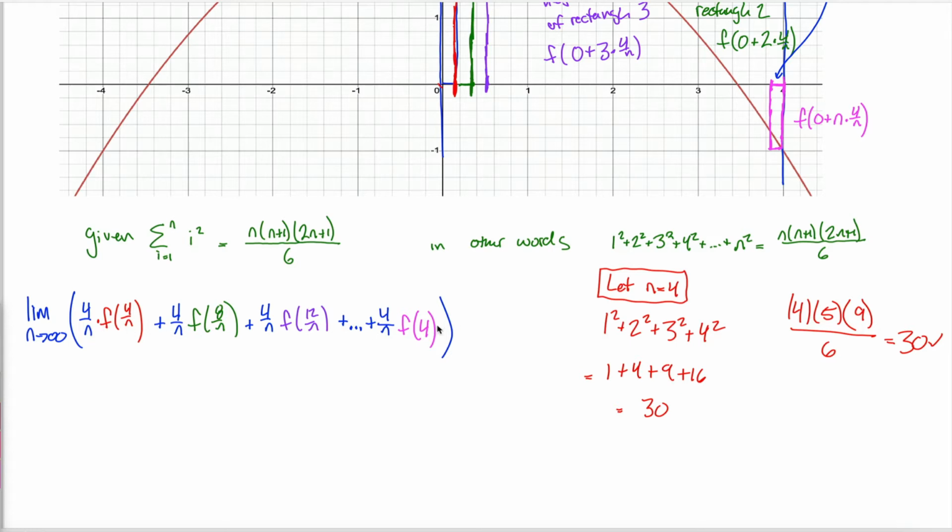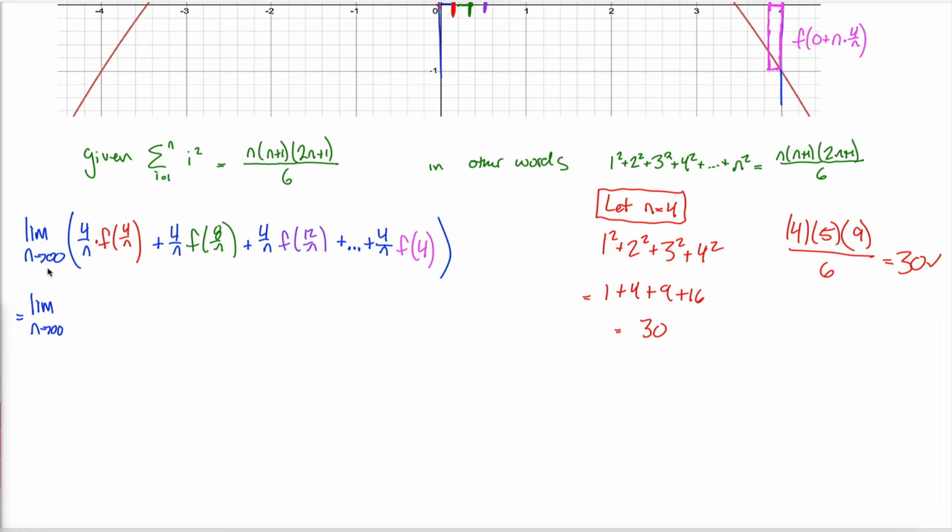All that's left to do from here is a bunch of algebra and take advantage of this fact. Ignore the limit part for now. We'll deal with limits later on. Let's just evaluate what's inside these blue parentheses. You might notice that each of these different terms have a 4 over n in them. So I can factor out 4 over n from each of the different terms. What does that leave me with?